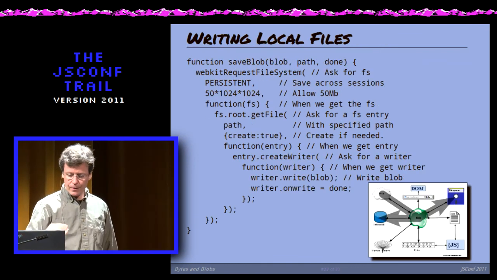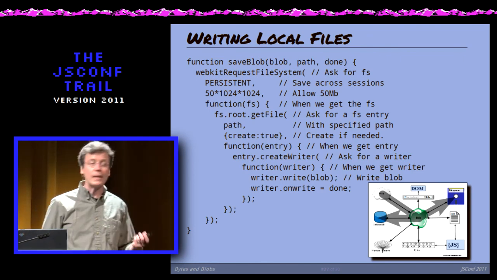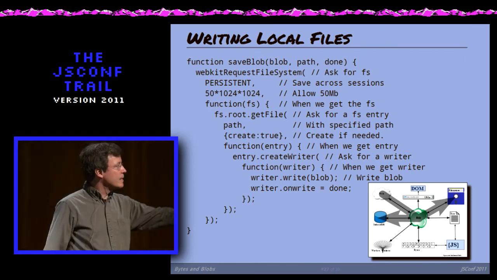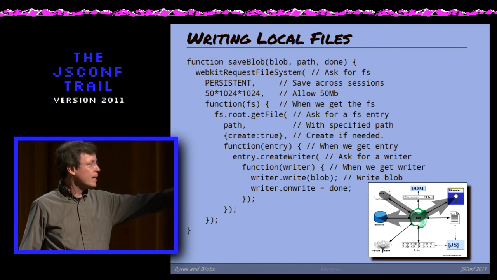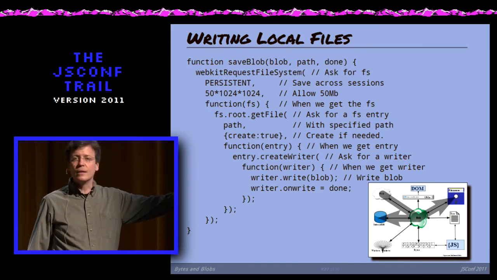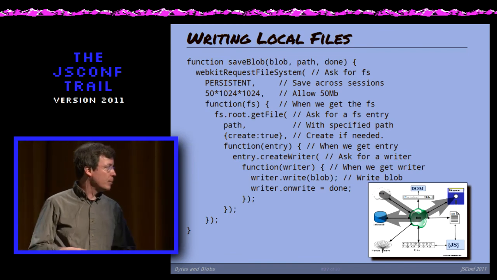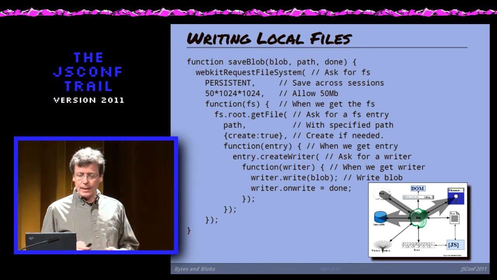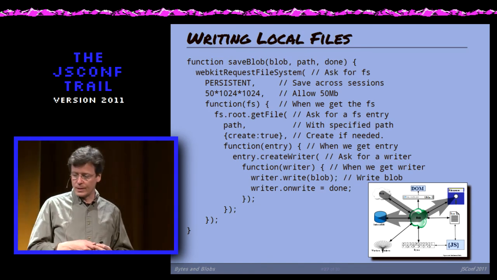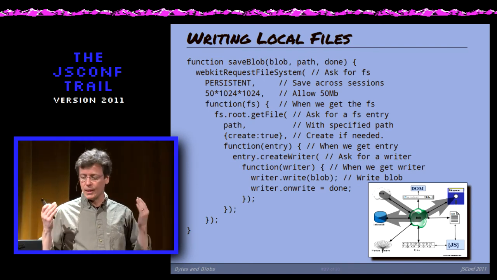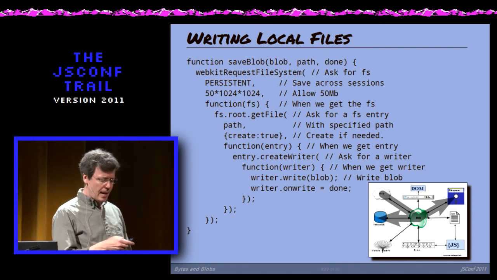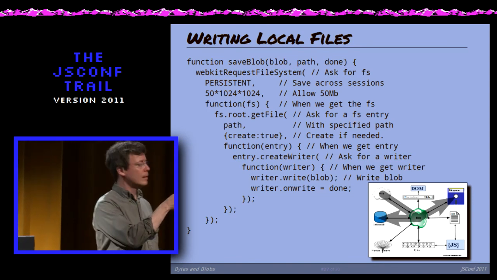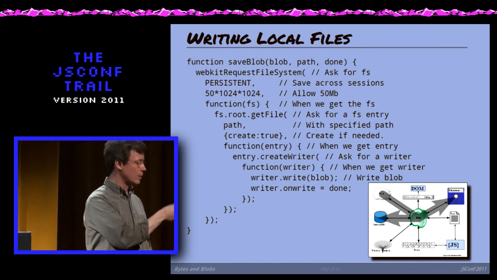So the obvious other piece of it is how to write local files. And you can see down here in my inset image, this was the use case I was talking about. Download a blob from the web, store it to a local file, for example. So this is a lot like the load blob, but it's the writing case. We start off again requesting a file system. In this case, we're saying it's persistent, we want 50 megabytes. And in the writing case, it seems like you'd expect that to matter a little bit more.